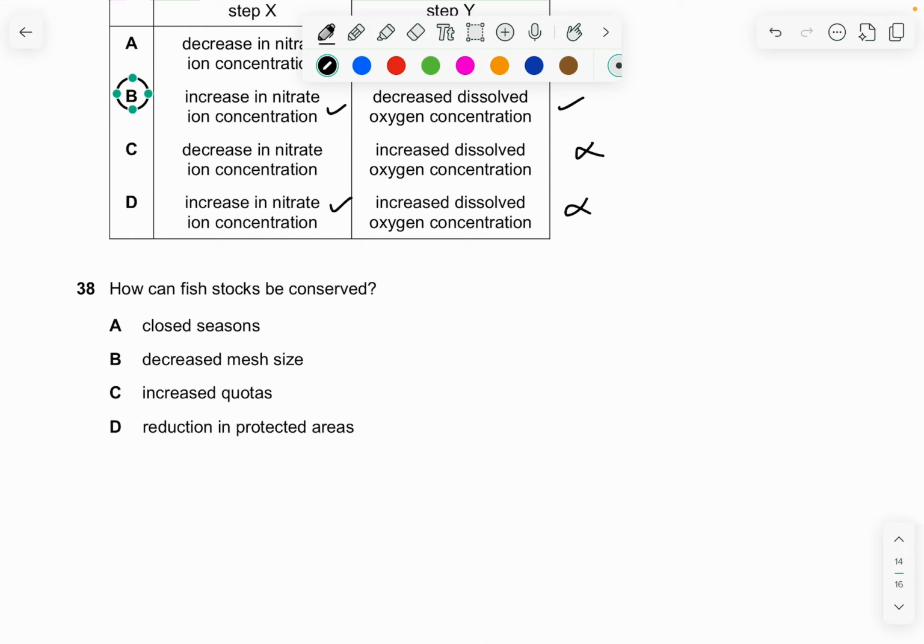Question 38. How can fish stocks be conserved? Close seasons? Yes. Decrease mesh size? Nope. Increase quotas? Nope. Reduction in protection areas? Nope. The answer is A.